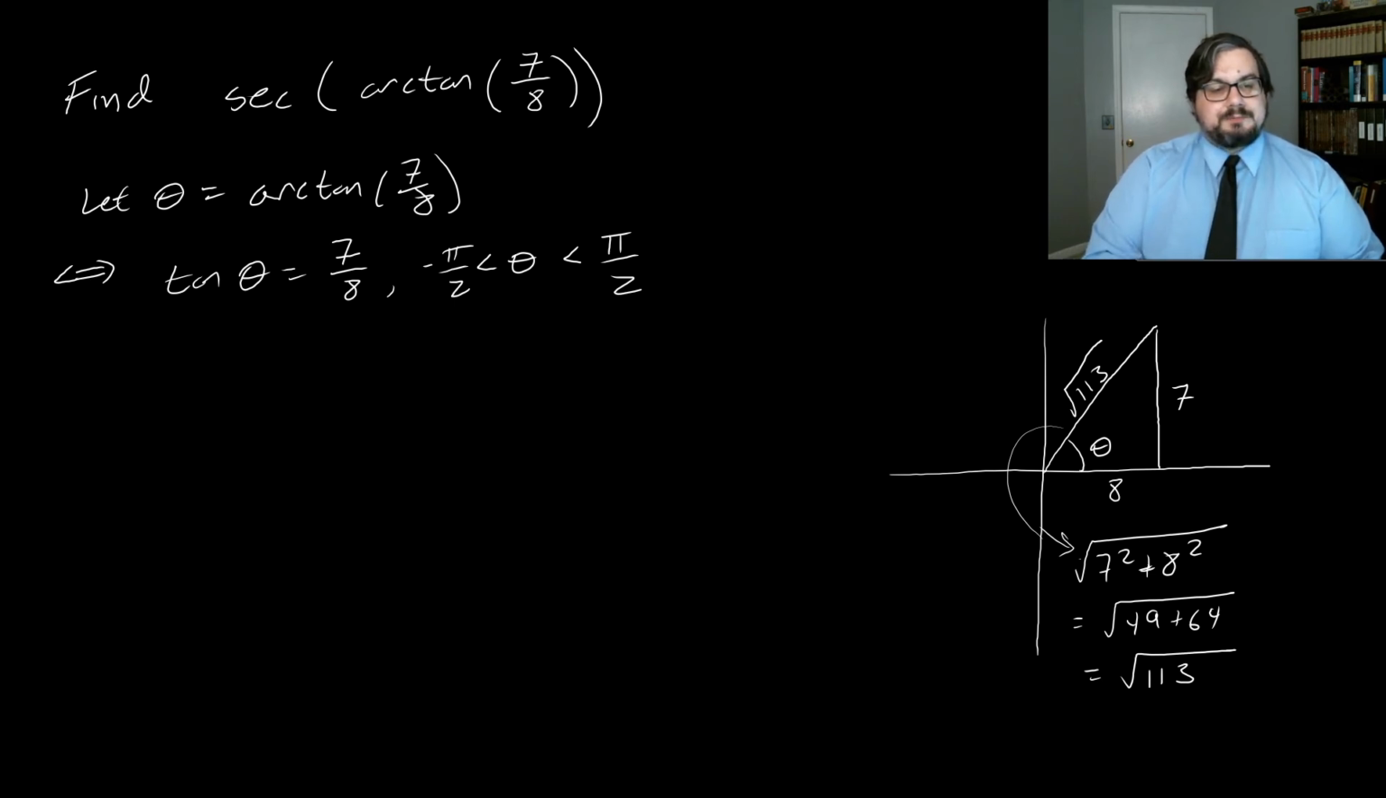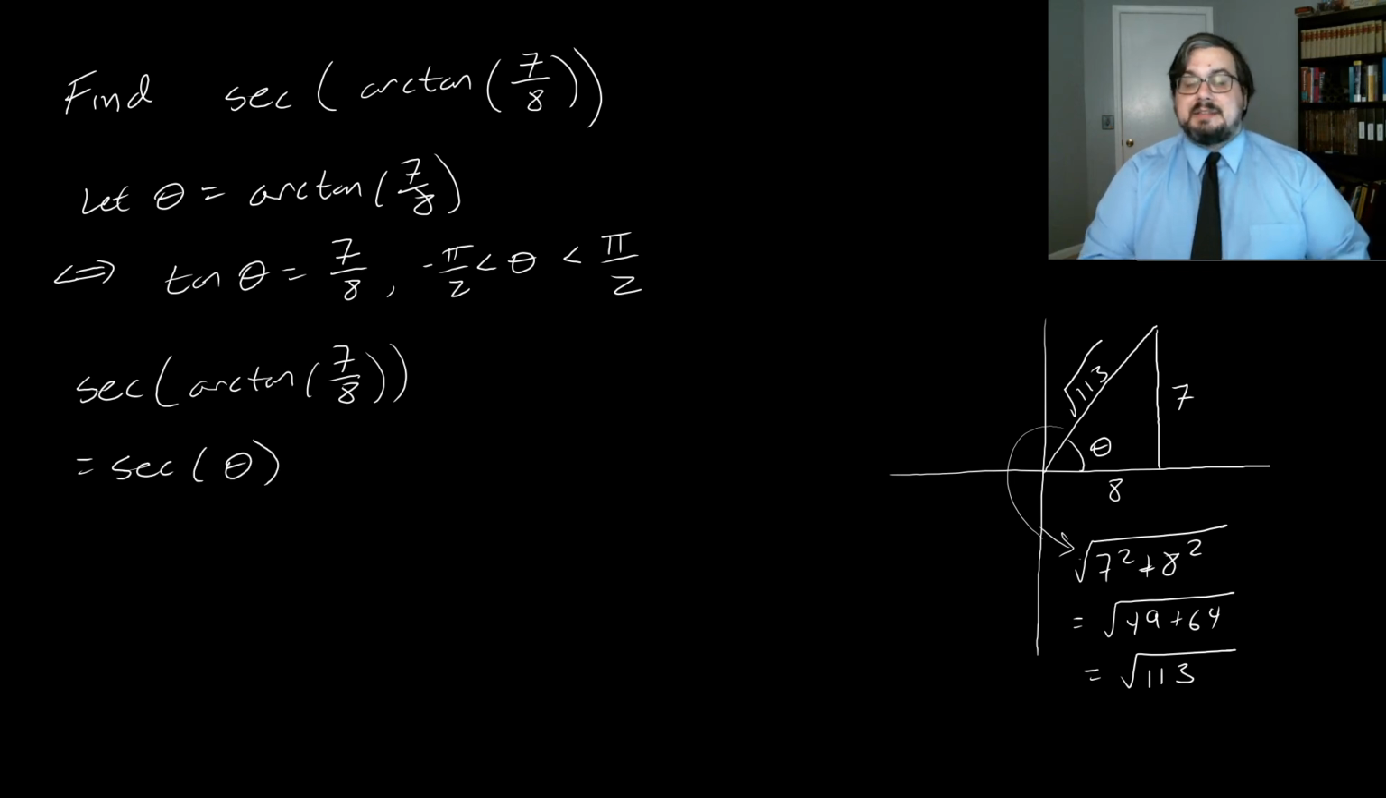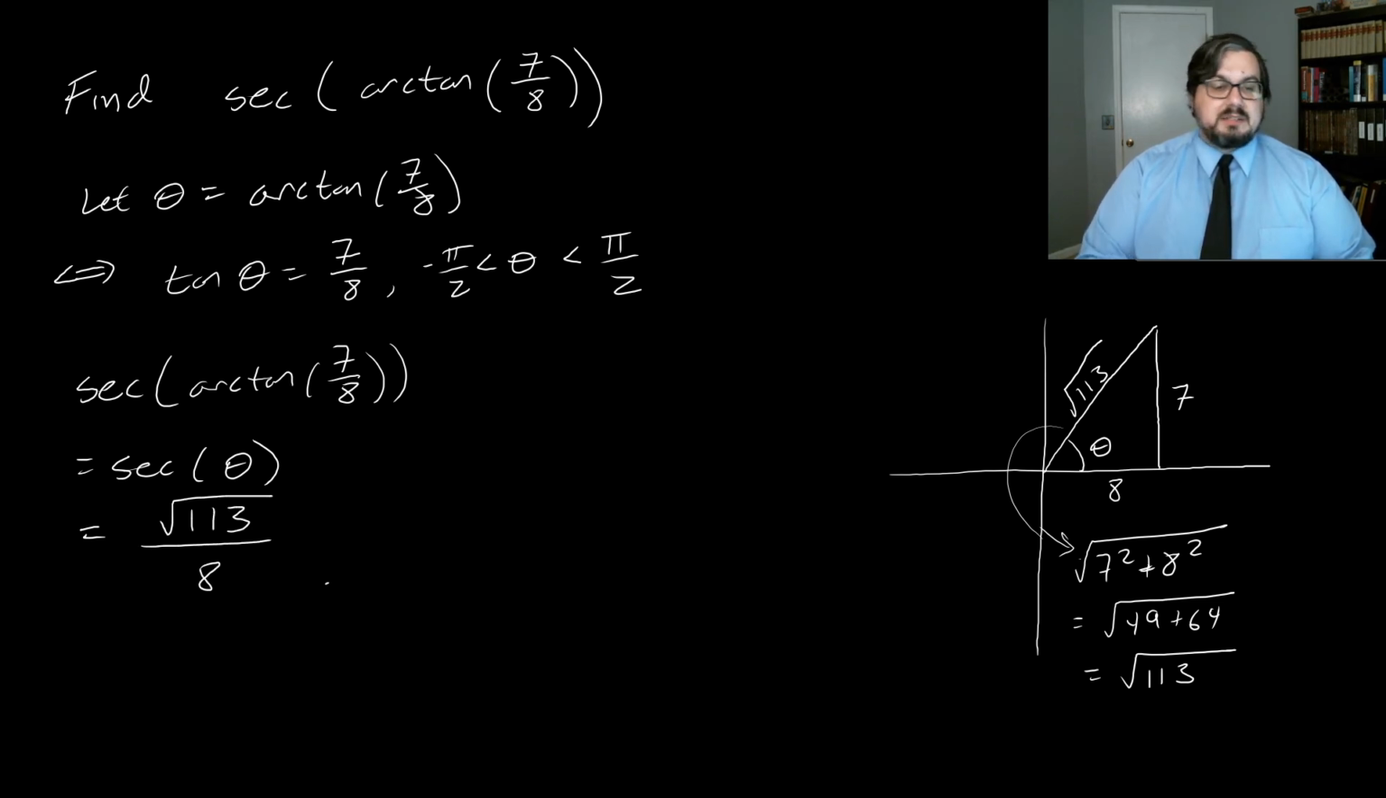And so if we want to know secant of arc tangent of 7/8, that's going to be secant of theta, where theta is arc tangent of 7/8. And now we can read secant off of this triangle. Secant is the reciprocal of cosine. Cosine is adjacent over hypotenuse, so secant is hypotenuse over adjacent. So secant of theta is the square root of 113 over 8.